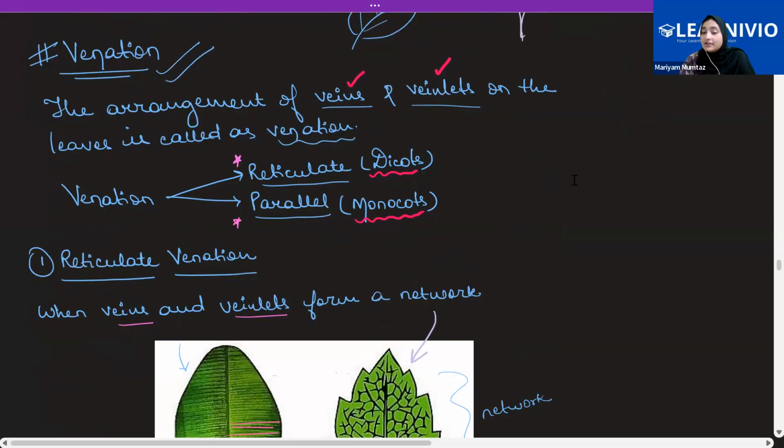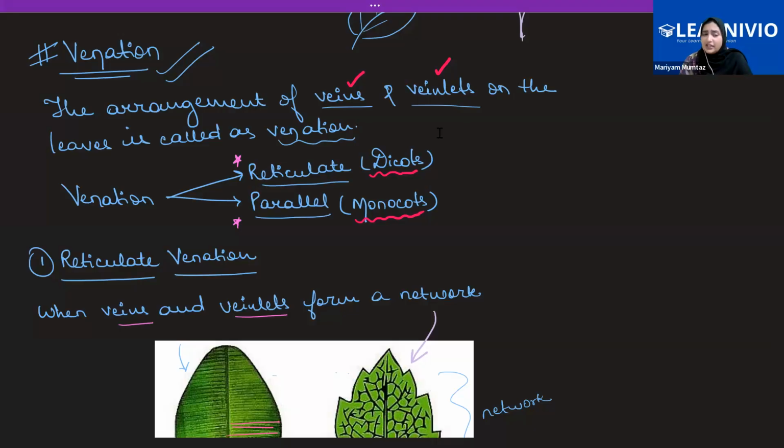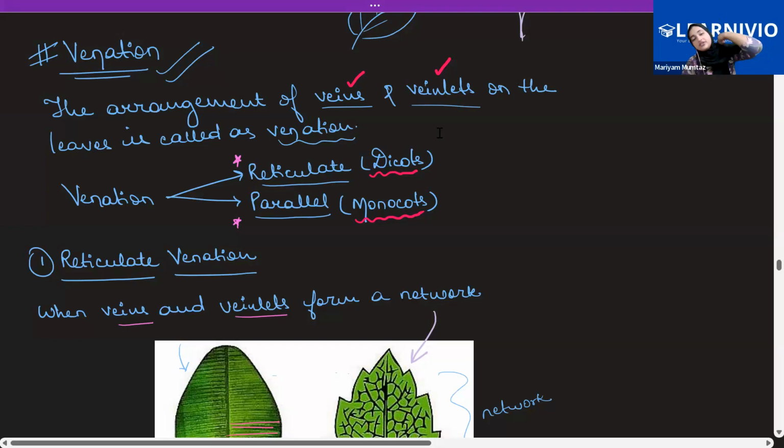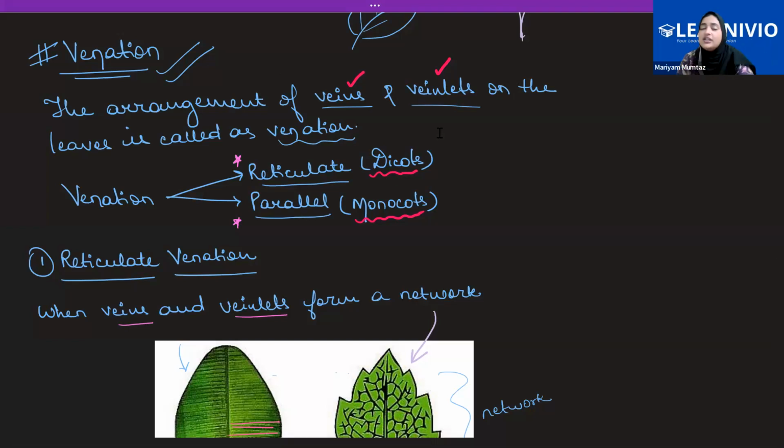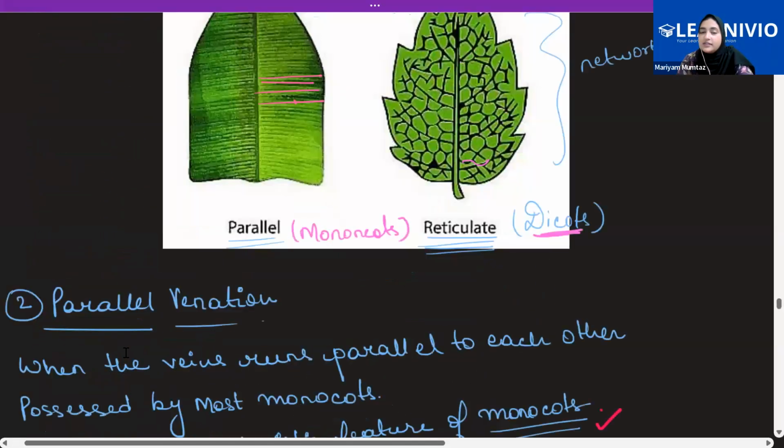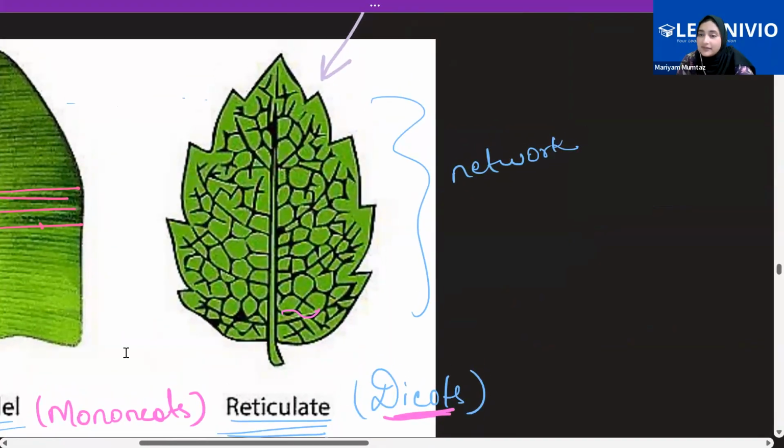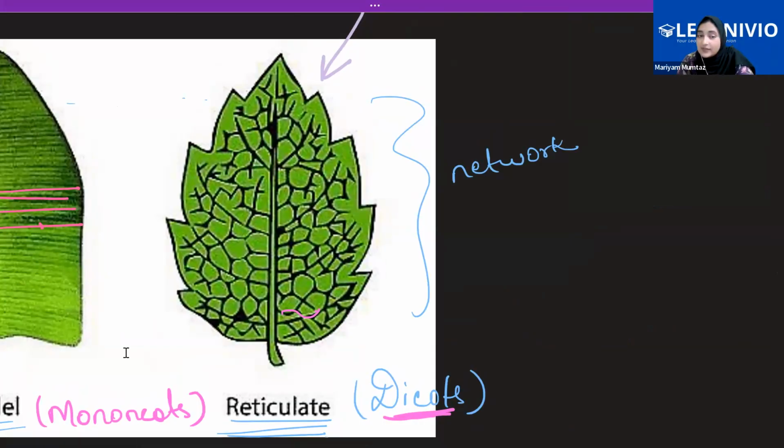So the veins have a pattern of arrangement, and the arrangement of the veins and the veinlets on the leaf is what we call venation. Furthermore, venation is of two types, reticulate venation and parallel venation. When we talk about reticulate, it's like a network, as in this picture. See how it is like a network, with all the different branches and sub-branches. Reticulate means reticulum-like, meaning network-like, the veins and the veinlets.